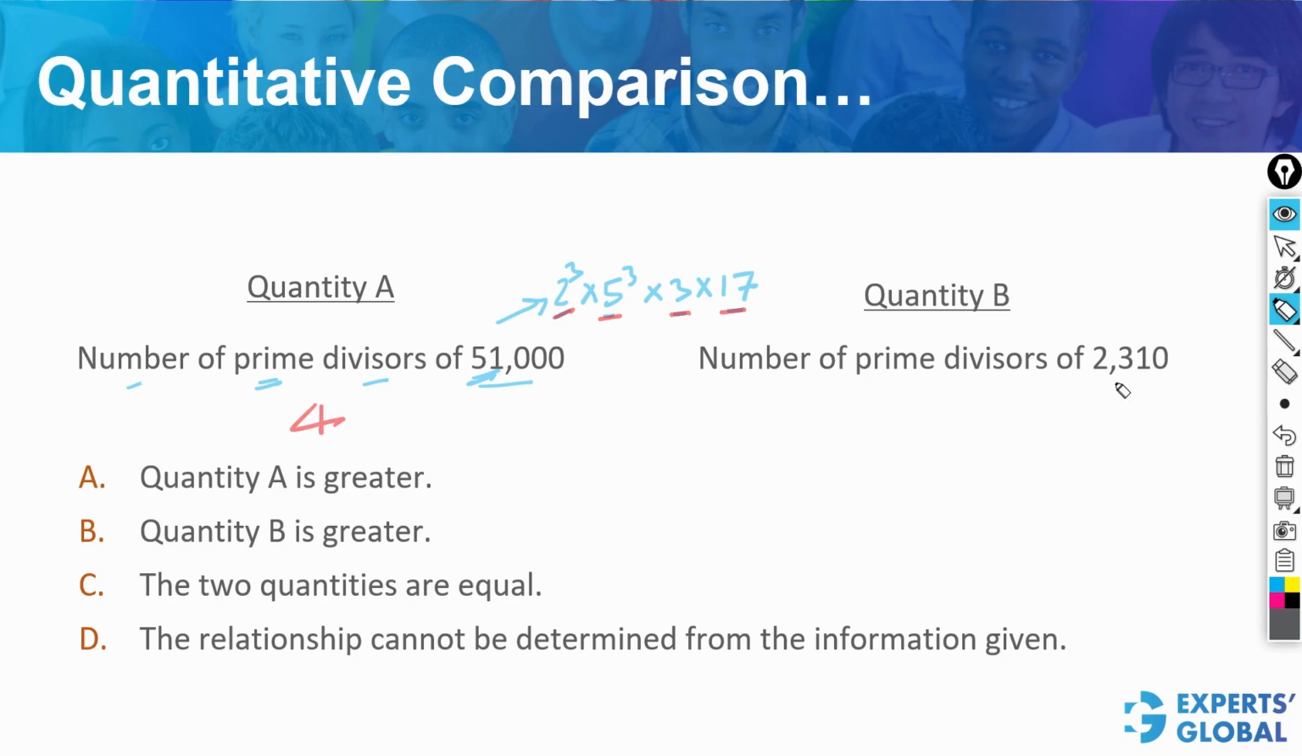Now let's break 2, 3, 1, 0. So we take the 0 out by a 2 and a 5. 231 remains, which is a multiple of 3. So we take 3 out. 77 remains, which is 7 times 11. Overall, there are 1, 2, 3, 4, and 5 prime divisors involved here, and therefore the value of quantity B is 5. We have 4 here and 5 here. Quantity B is bigger. The answer is answer choice B.